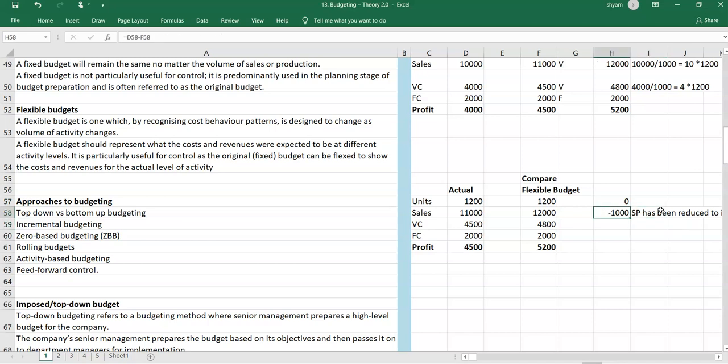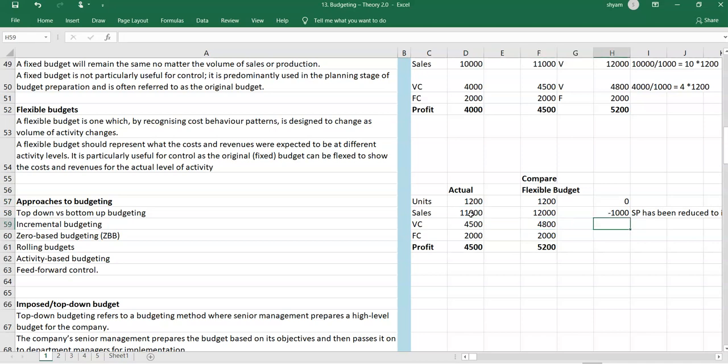So should we give him a bonus or award or reward? The answer depends upon the company. If the company feels that's great, that's fine. Selling the units itself was difficult, so we'll give him a bonus. If the higher management feels that no, he has cheated the company by lowering the selling price, then they don't need to give. Okay, but let's look at what the production manager has done.